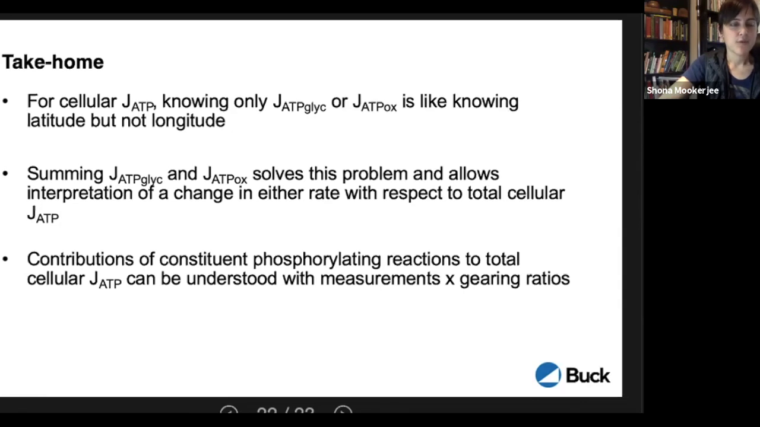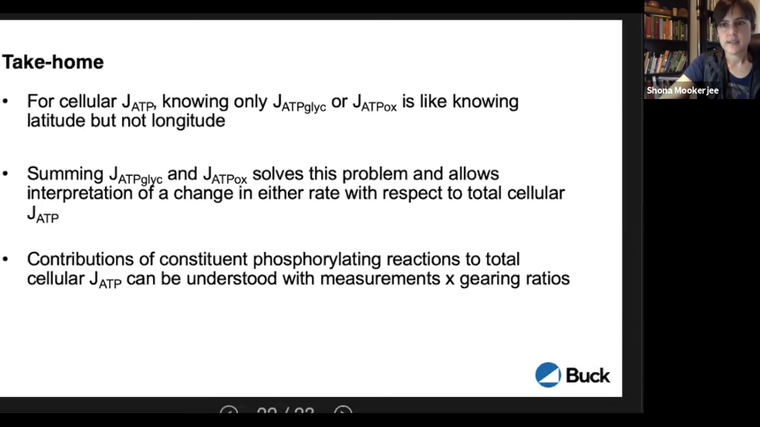let's summarize. For total cellular ATP production, for a cell that's running both pathways, knowing the rates of only one of those pathways is somewhat helpful, but not that helpful. Similar to knowing a latitude, but not a longitude. Understanding ATP production rates from both of those pathways solves that problem and allows you to interpret a change in either of those rates in the context of total cellular ATP production. And then further, we can dissect that at a finer resolution and understand the constituent phosphorylating reactions and their proportional contributions to total cellular ATP production as a function of their gearing ratios, the ratios of those measurements to the ATP that's generated.